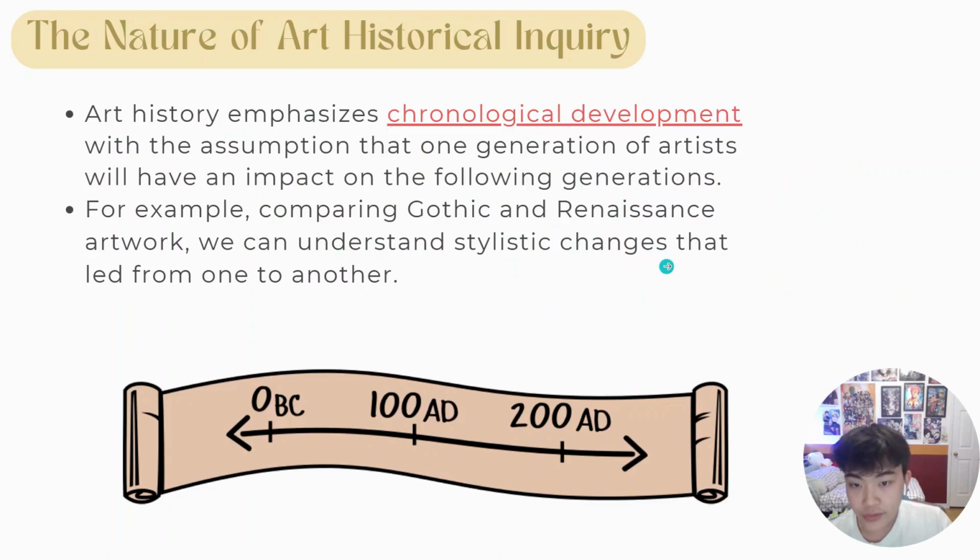Art history emphasizes chronological development, with the assumption that one generation of artists will have an impact on the following generations. For example, comparing Gothic and Renaissance artwork, we can understand stylistic changes that led from one to another.